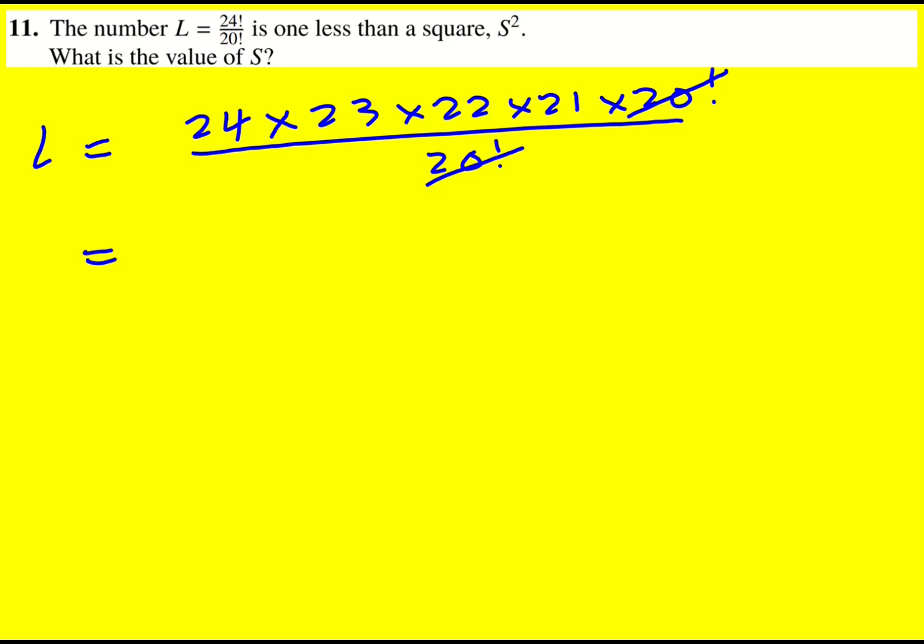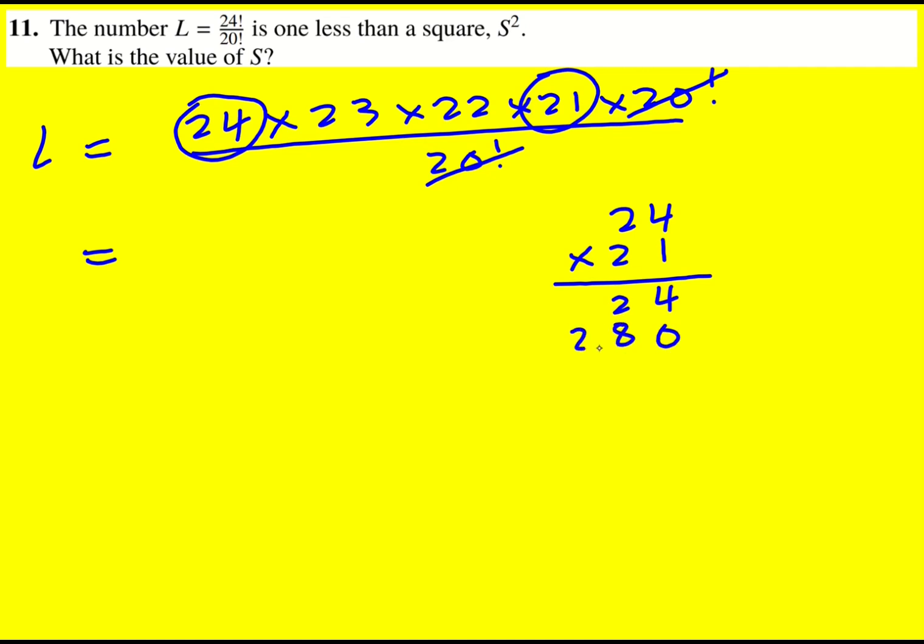So the answer is going to be approximately 24 times 23, because I'm multiplying something that's close to itself. Although maybe it wouldn't be a good idea to use the two biggest, maybe the two smallest. So let's just work out what that would be. 24 times 21. That won't take too much time. We get 504. Okay, so could it be 504 squared?